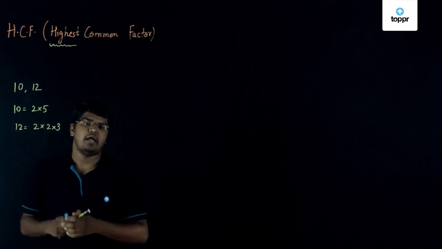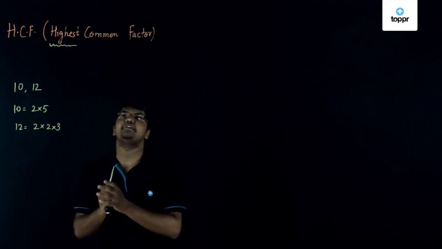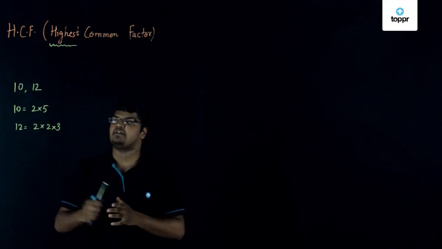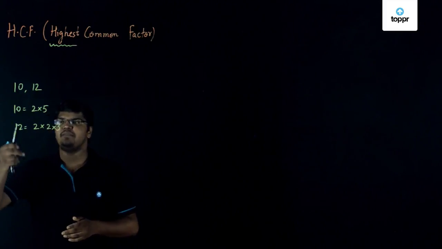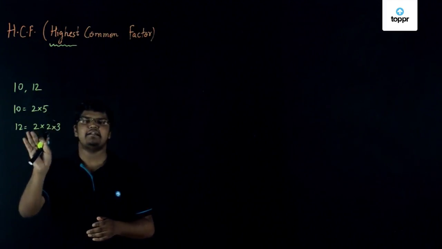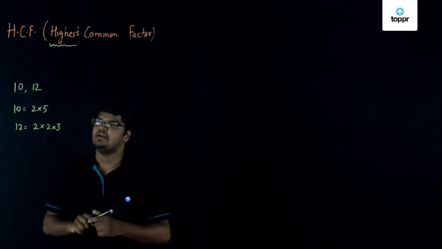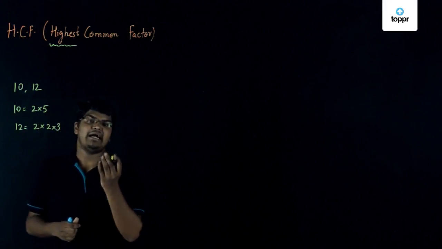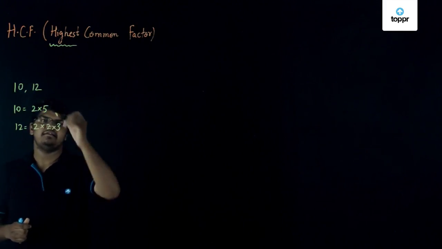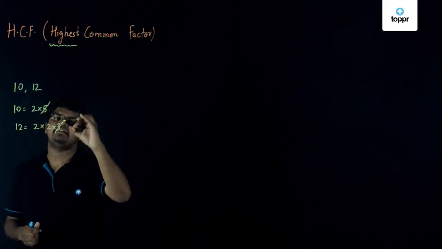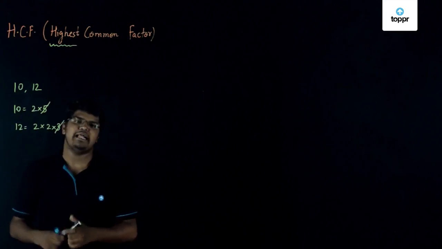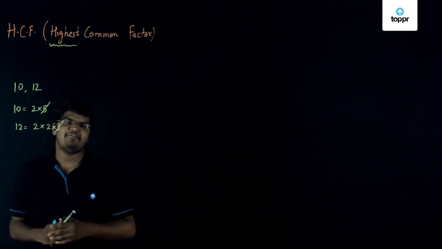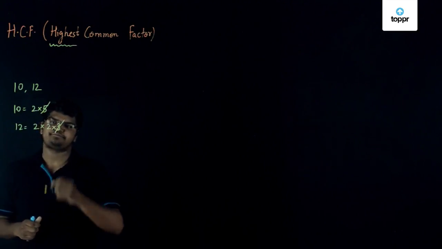Now, HCF says that we need to find the highest common factor of the numbers which are given to us. The numbers given right now are 10 and 12, and I can see their factors lying around right here. If I talk about the highest common factor, I can definitely rule out this 5 and 3, because this 5 is not common to 12 and this 3 is not common to 10. And all I have left now is this 2.